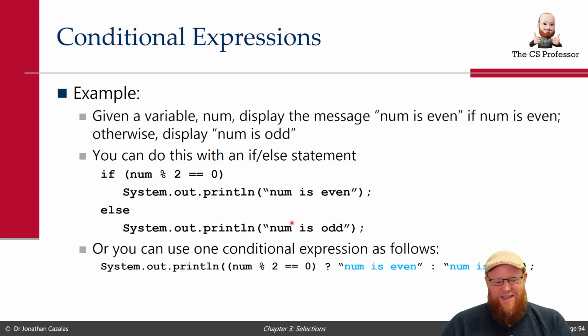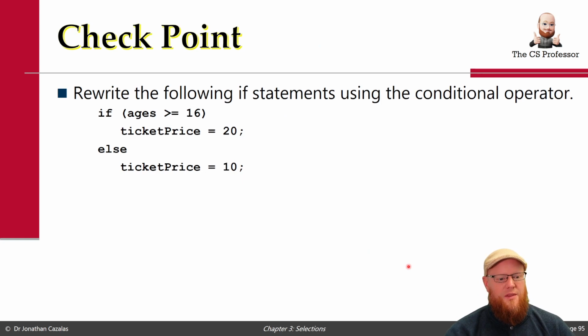Check that out. If num mod 2 is 0, that's a Boolean expression. Now we have a question mark. And remember, this is just a print statement. So really I'm trying to print either num is even or num is odd. Which one am I going to print? Well, I have that question mark, which tells you this is that conditional expression, that funky thing he showed us. We're going to print num is even or num is odd based off of the result of this, which is going to be true or false. If it's true, we print num is even. If it's false, we print num is odd.